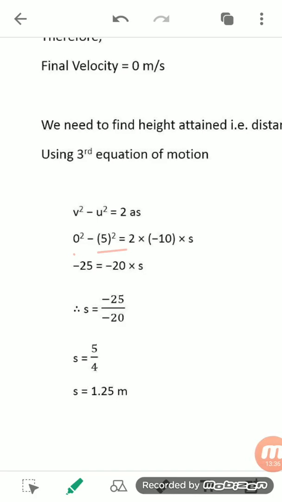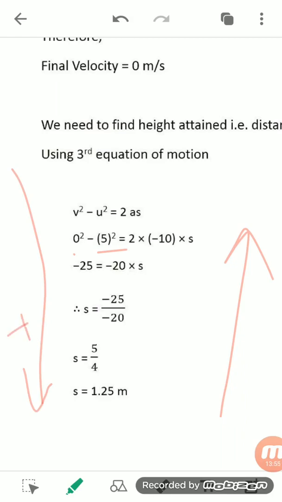So you see here, by putting the values, 0 square minus 5 square is equal to 2 into minus 10. Now the acceleration is negative. Why is it so? Because it is going in the opposite direction of gravity. When a ball is coming down, it is coming towards gravity, so it will be positive. As it is going in the opposite direction, that's why the acceleration will be negative.